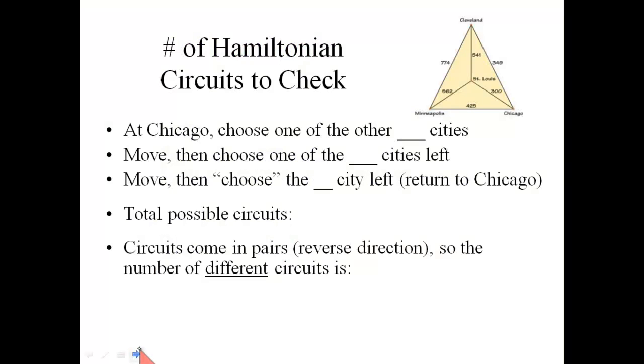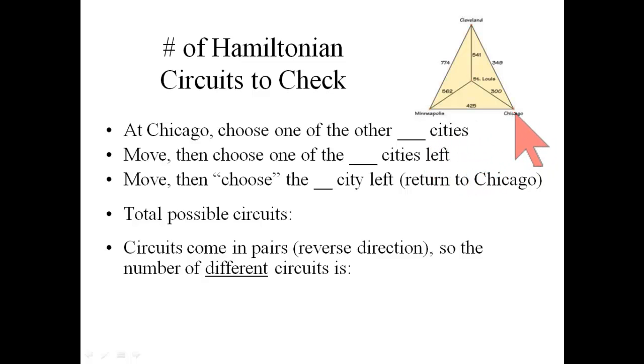Okay, well, how about this problem with the traveling salesperson and the Chicago, Cleveland, St. Louis, Minneapolis cities, and we're trying to find the shortest Hamiltonian circuit. Well, let's count how many possibilities there are. If we're going to do this problem brute force by just finding all of the Hamiltonian circuits and then choosing the shortest one, how many would we have to look at?